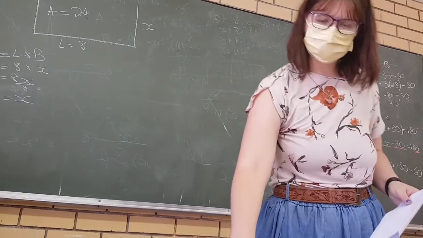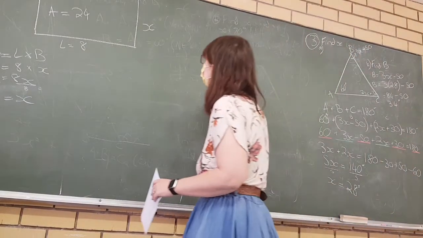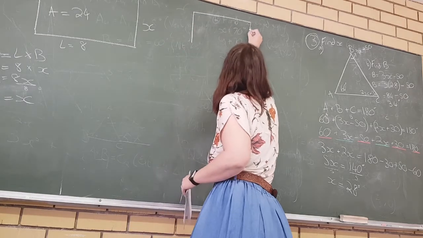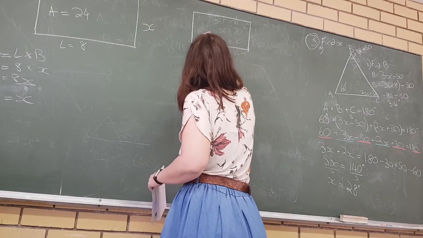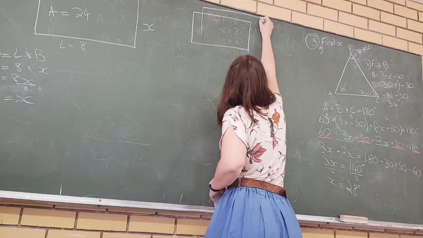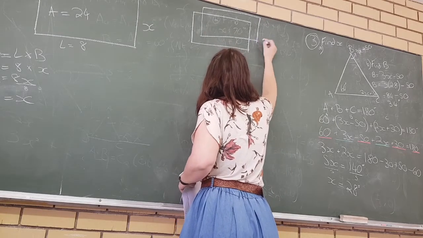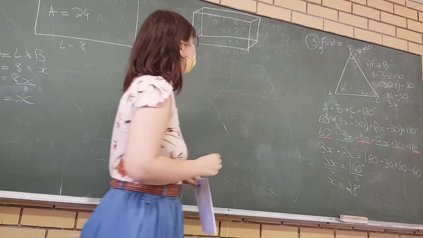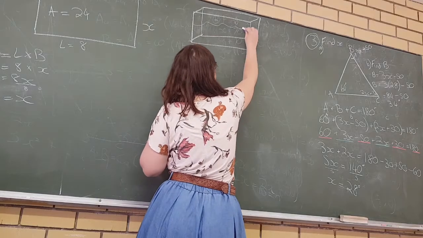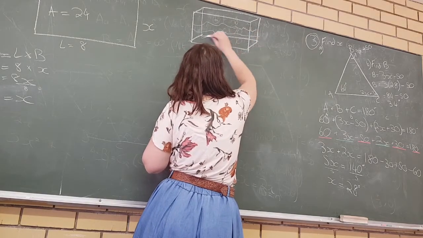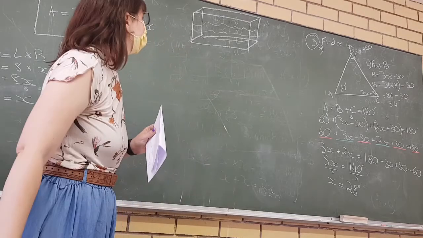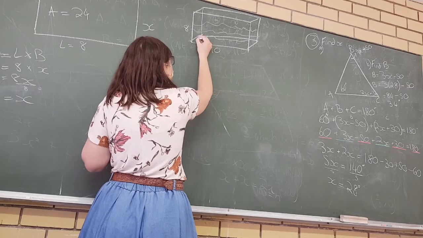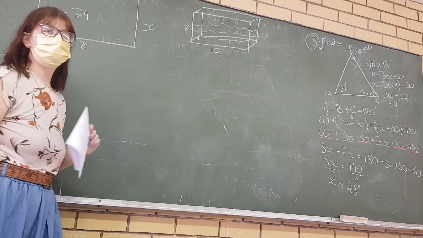Alright, so now, if I have a fish tank, and it's got some water in it, okay? I say this is 8, this is 10, and that is 4. How do I calculate the volume of my fish tank?